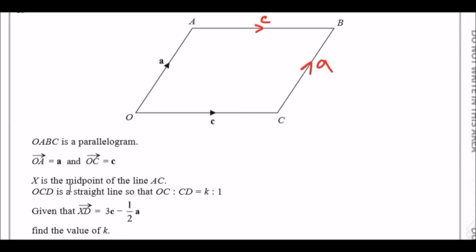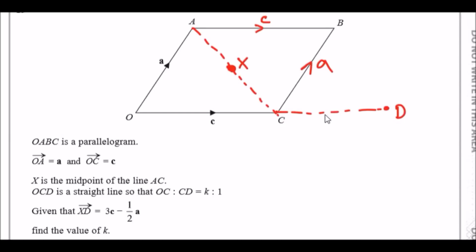So X is the midpoint of the line AC. So, oh great, more lines. So draw another dotted line and call this one point X. OCD is a straight line, so O to C and C to some imaginary D. So extend this line across. The ratio is k to 1, so let's call this point D.